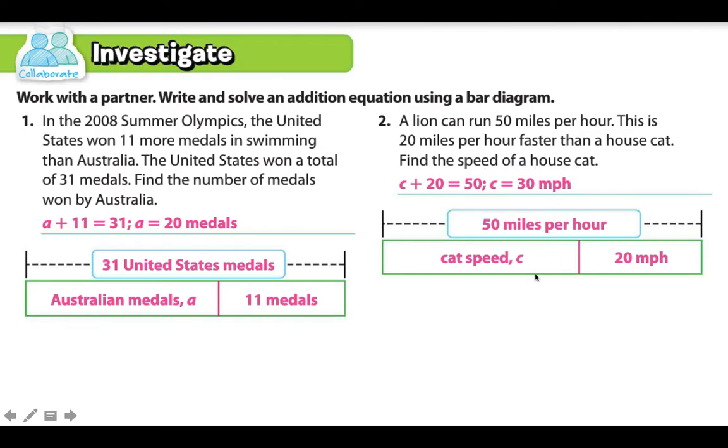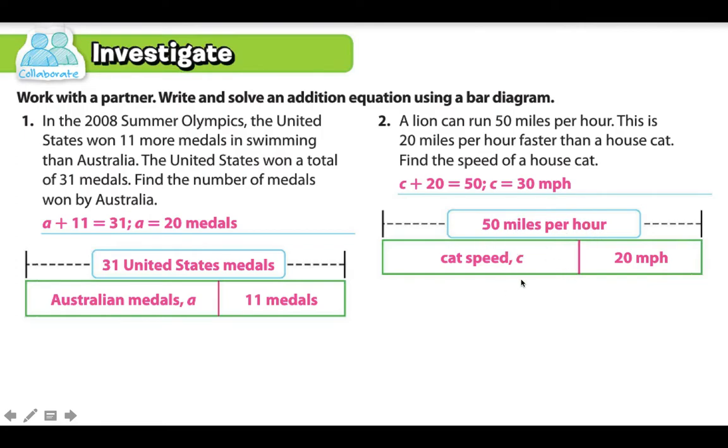So if we're using the model down here, the whole bar is going to represent the total rate for a lion, which is 50 miles per hour. Now, we know that a cat is 20 miles per hour slower than the lion. It says this is 20 miles per hour faster than a house cat. So the house cat speed plus 20 miles per hour is going to give us the lion's miles per hour.